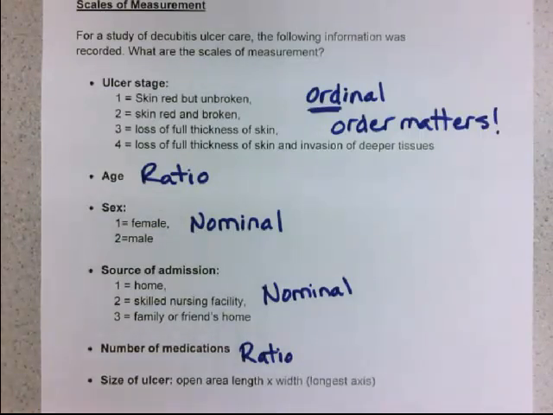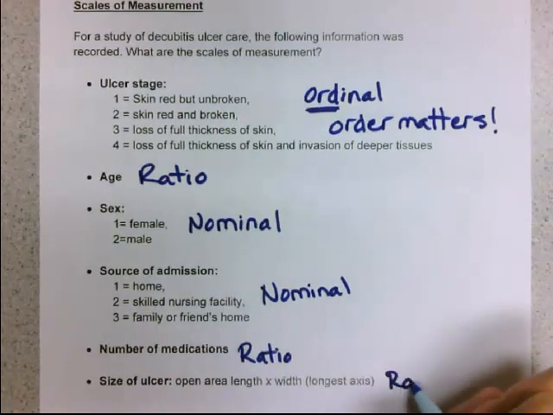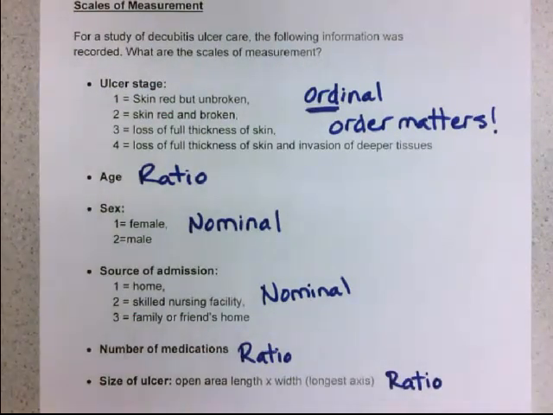And then finally, the size of the ulcer, so multiplying the open area length by the width on the longest axis, so that would be a design feature to make sure that it's recorded consistently during any type of data collection. Again, we have very meaningful numbers, and this would be an example of ratio scaled data.